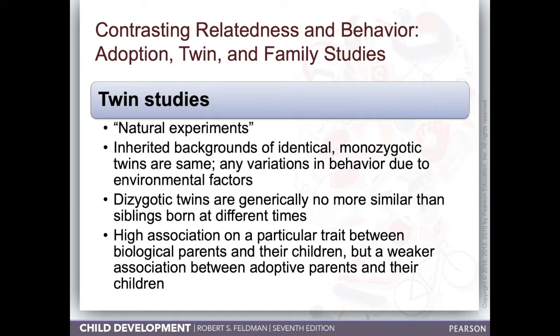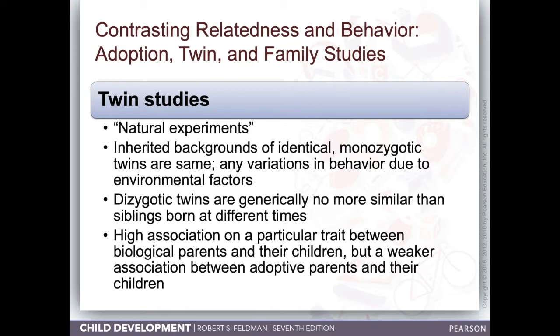Contrasting relatedness and behavior: adoption, twin, and family studies. Twin studies are known as natural experiments. Inherited backgrounds of identical monozygotic twins are the same. Any variations in behavior are due to environmental factors. And the dizygotic twins are genetically no more similar than siblings born at different times.